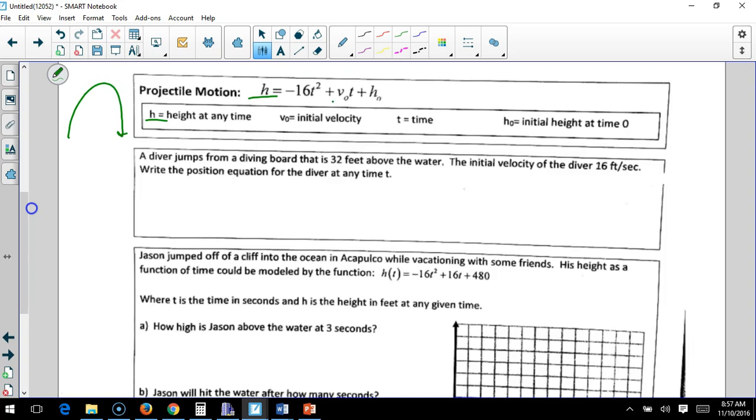v0 is my initial velocity. t is my time. And h0 is my initial height at time 0. In other words, the starting point.